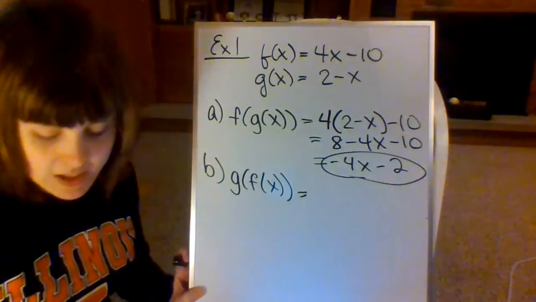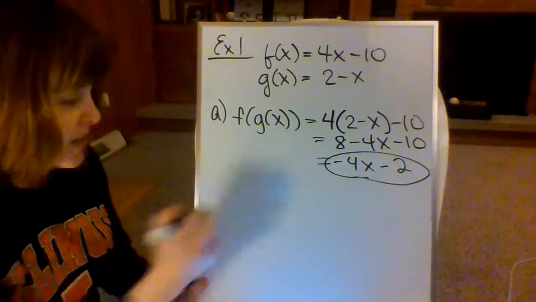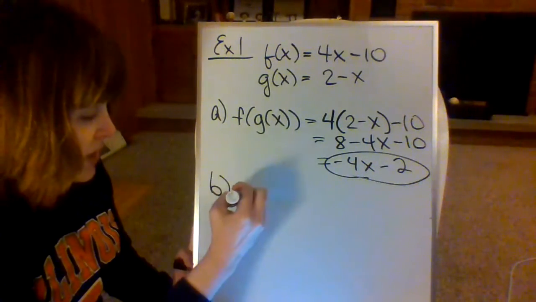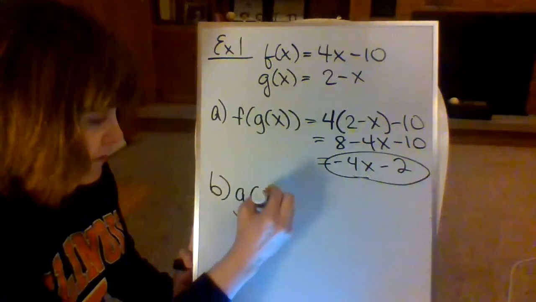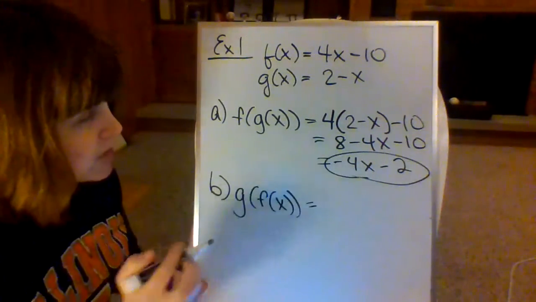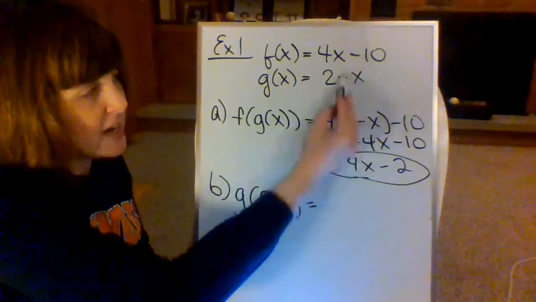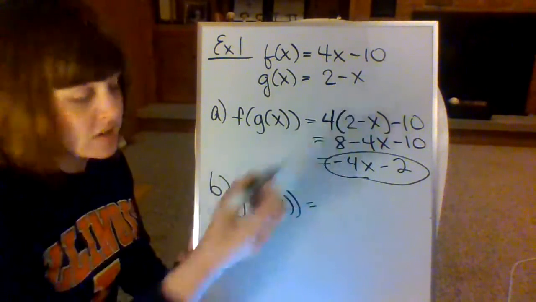Okay, so now part B. Here, that looks kind of like a train wreck. Let me write that again. Part B, we have g of f of x. Like that. So we're going to take the f of x function, which is 4x minus 10, and we're going to replace x in the g of x function.